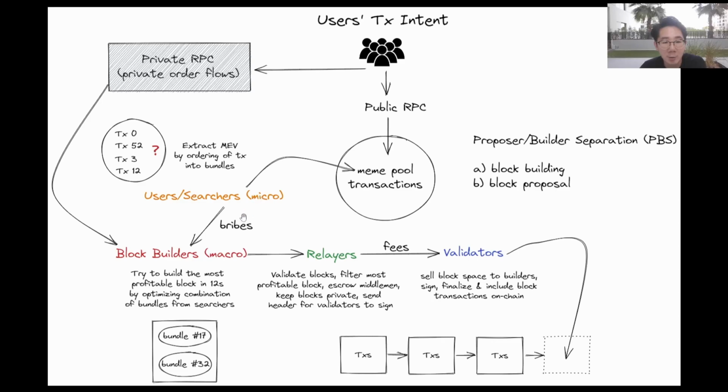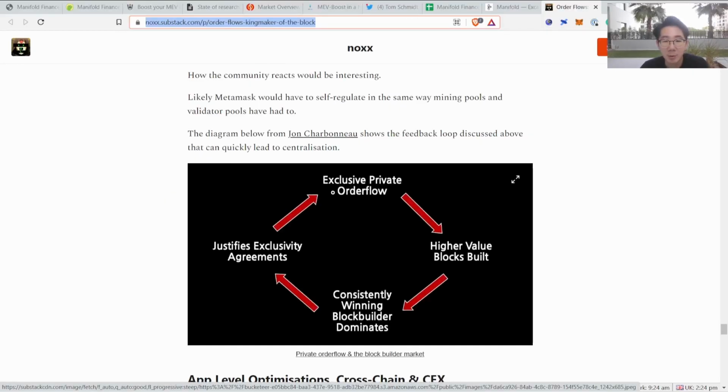And users and searchers here will pay a bribe for their bundles to be included in the block builder's block, and the block builder will pay a fee to the validators for them to include their block. So the higher the chance of the block builder being accepted by validators, the more users and searchers want to have their bundles included in the block builder's block. This creates a positive loop effect. As you can see over here, a block builder that has the exclusive private order flow will have higher value blocks, and this will lead to them being the consistent winner, and this will justify exclusive agreements, and more people will want to have their transactions included in this particular block builder.